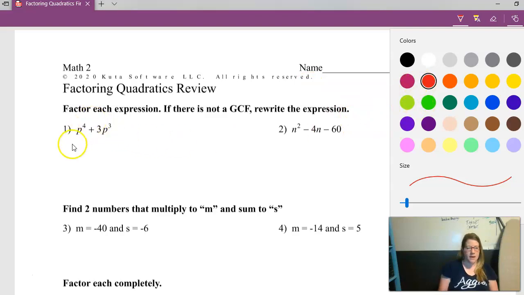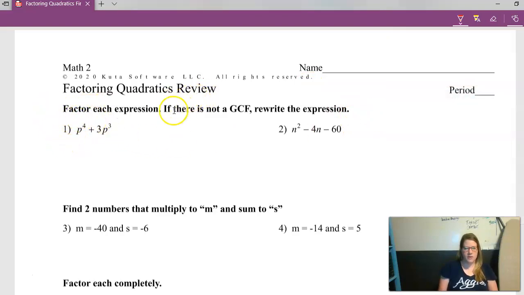Okay, so in this first section it says factor each expression. If there is not a GCF, rewrite the expression. What this section is actually asking us to do is just to factor out a greatest common factor, although the instructions are not very clear on that. So in this one, p to the fourth plus 3p to the third, the common factor is p to the third. This has 4 p's multiplied together. This has 3. The ones they have in common are 3, so we take that one, bring it in front of the parentheses. That leaves p plus 3.